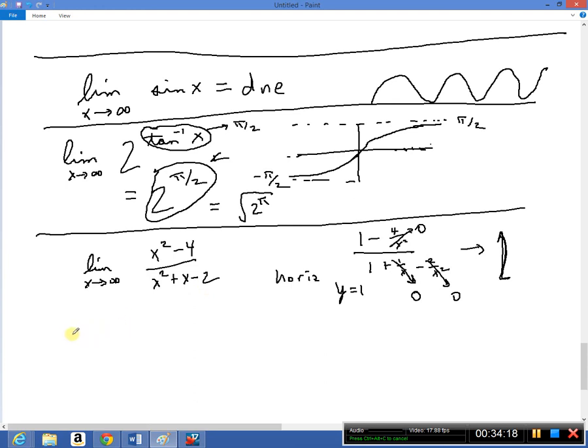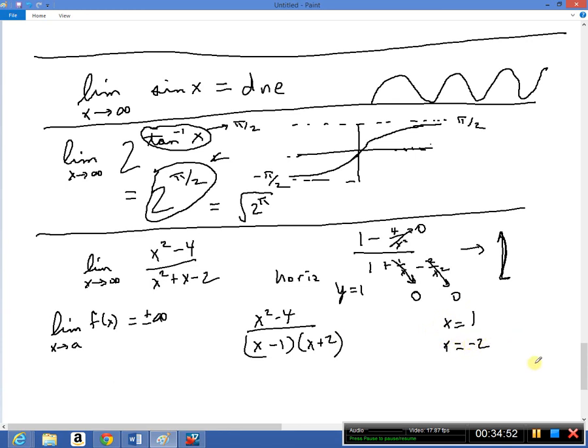For vertical asymptotes, you have to have the limit as x approaches some number a of your function being plus or minus infinity. That's what a vertical asymptote is, not just having 0 in the denominator. The limit must blow up. So here, if you factor the denominator to look where the zeros are, you're going to get x minus 1, x plus 2. So you would think that means x equals 1 and x equals negative 2 are going to be asymptotes.